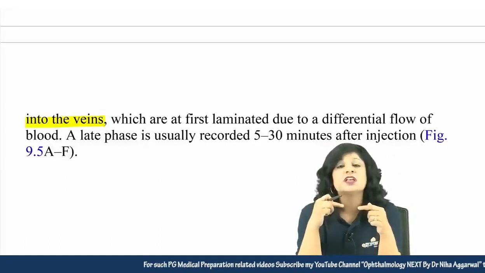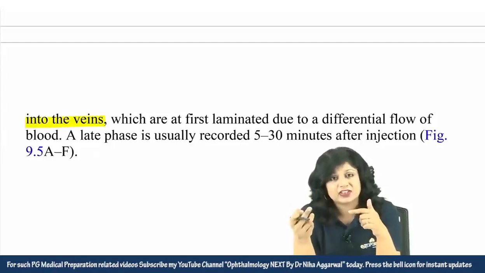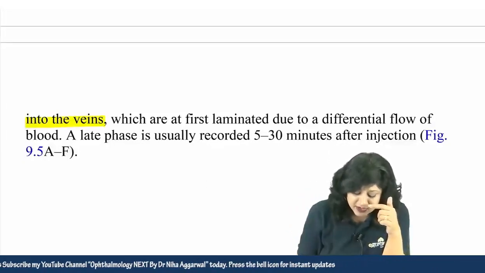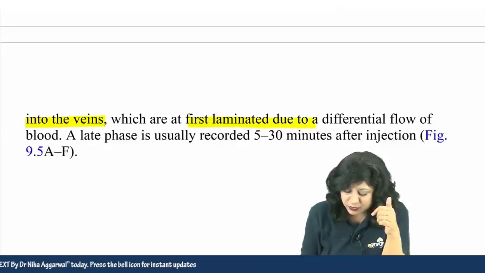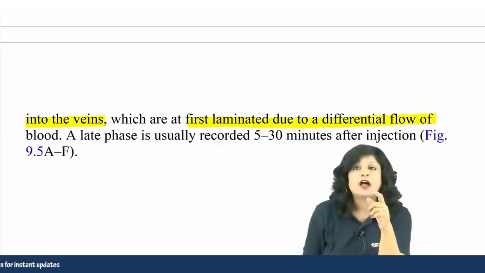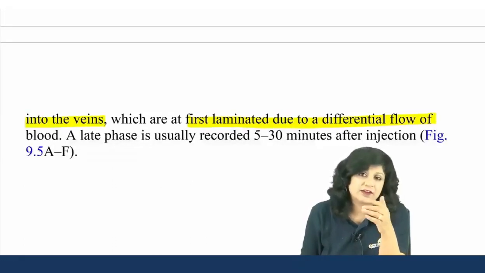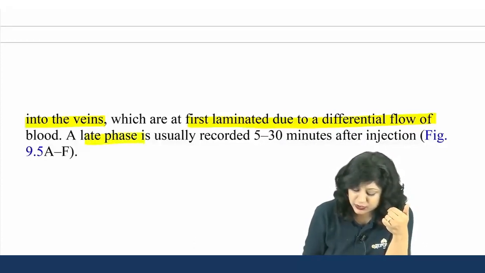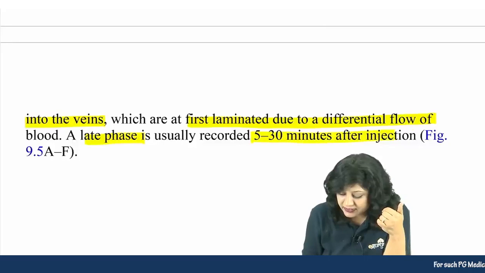So first it is reaching the choroid, and then it is reaching the retina and veins, and then it is first laminated due to a differential flow of the blood. Now usually when we are recording, we have got an early phase and we have got a late phase also. So this late phase is usually recorded for 5 to 30 minutes after the injection.